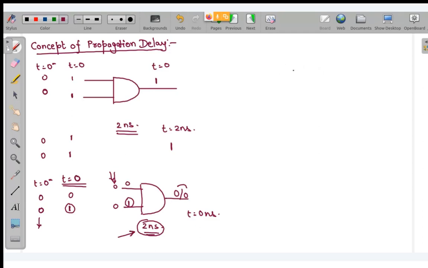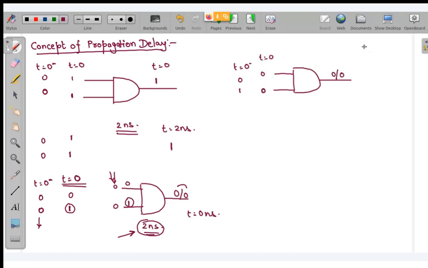0 and 1, and for what gate? The same gate, like a NAND gate. Okay. So at t equal to 0 minus, you have 0 and 1. And at t equal to 0, I applied 0, 0. Okay, you took 0, 0. So what will happen? Your output will still be 0.